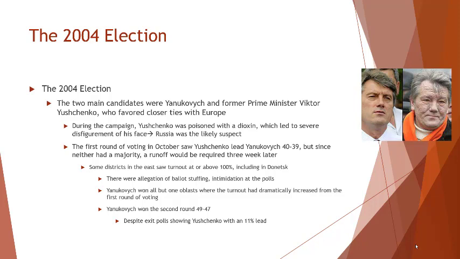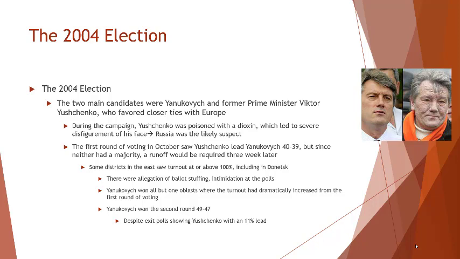The exit polls showed Yushchenko, that guy there, with an 11-point lead. Exit polls are not perfect, but they give you some ideas, and it makes you think, well, if things are a little bit different, maybe there's something going on. Some districts in the east saw turnout at or above 100%, including in Donetsk, which is the home base of Yanukovych. There were some electoral districts where turnout was not just 100%, it was like 127%. So there were allegations of ballot stuffing, intimidation at the polls, that basically people were going around voting in a lot of places.